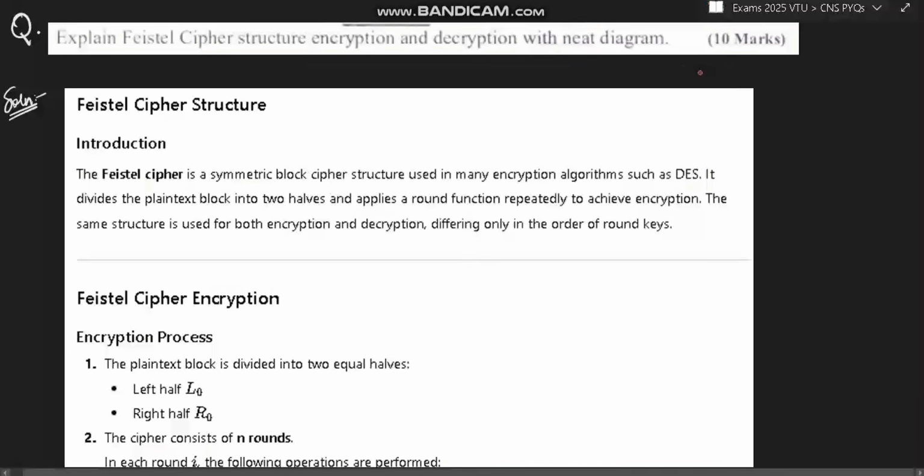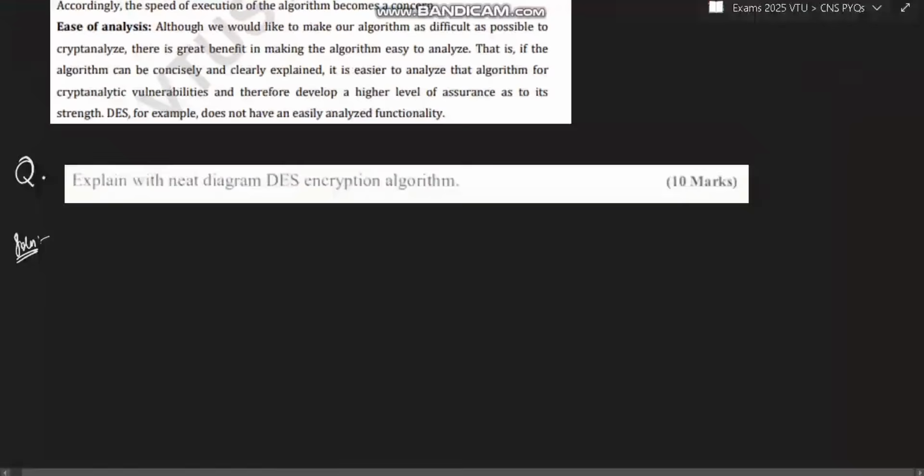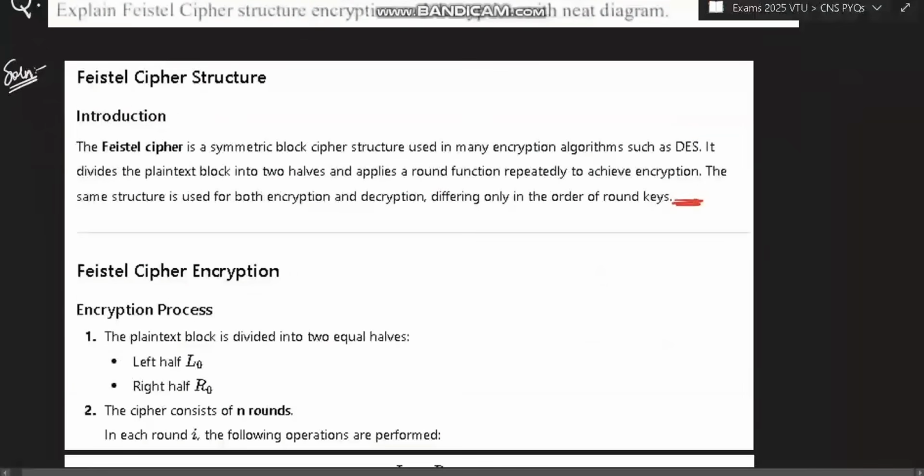The next most repeated question is: explain the Feistel cipher structure, encryption and decryption with a neat diagram. Firstly, we need to write what the Feistel cipher structure is. It is a symmetric block cipher structure used in many encryption algorithms such as DES. DES is also an important question, we have to know about that too. So let's analyze what all you need to write.